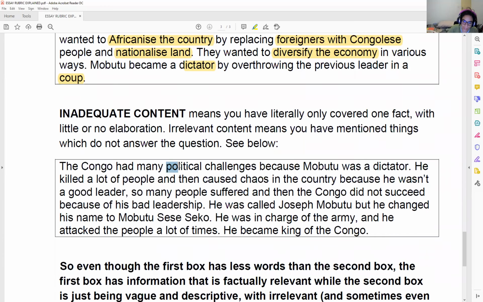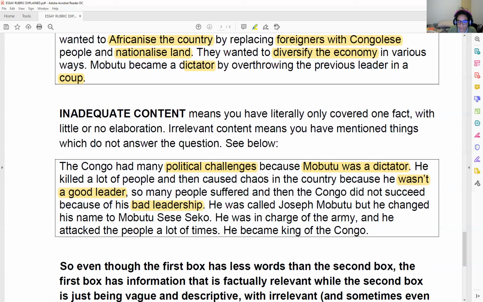The Congo had many political challenges because Mobutu was a dictator. So here you can see, Mobutu was a dictator. That's a point. He killed a lot of people and then caused chaos in the country because he wasn't a good leader. So many people suffered, and then the Congo did not succeed because of his bad leadership. You'll notice he wasn't a good leader, and his bad leadership, that is the same point. That is what we call repetition.